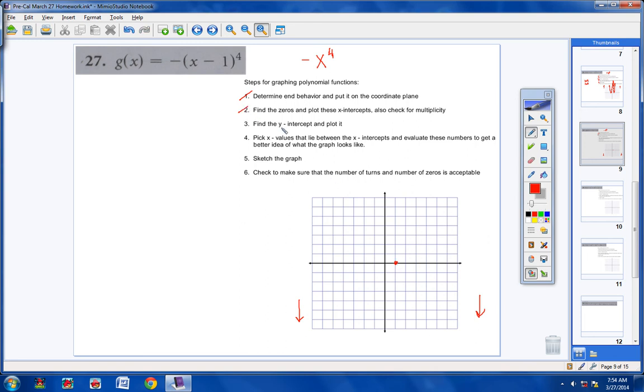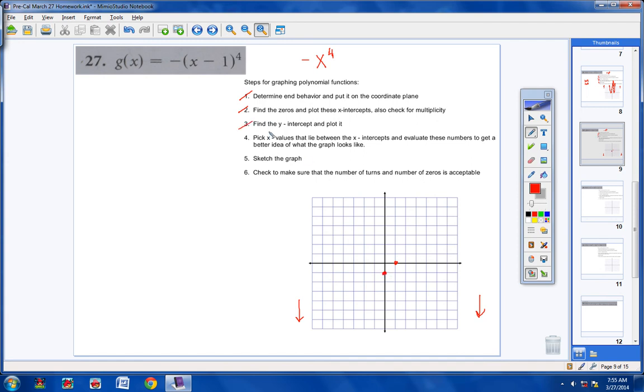Now let's find the y-intercept. Okay, no problem. Everywhere there's an x, we're going to put a 0. So y equals negative. Here's an x right here, so I'm going to put a 0. 0 minus 1 is negative 1 to the fourth power. Well, you do your powers first, and bring down your negative sign here. Negative 1 to the fourth power is a positive 1, and then a positive 1 times a negative 1 gives you a negative 1. So your y-intercept is going to be at negative 1.